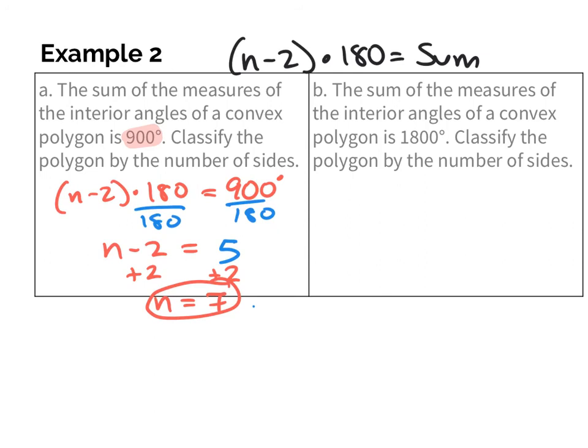All right, so we're going to do the same thing. Now we have 1,800 degrees. Our goal is to figure out the number of sides, so we're going to set this up the same way. I know that n minus 2 times 180 will give me the sum, and the sum here is 1800, so we're going to do this in reverse.